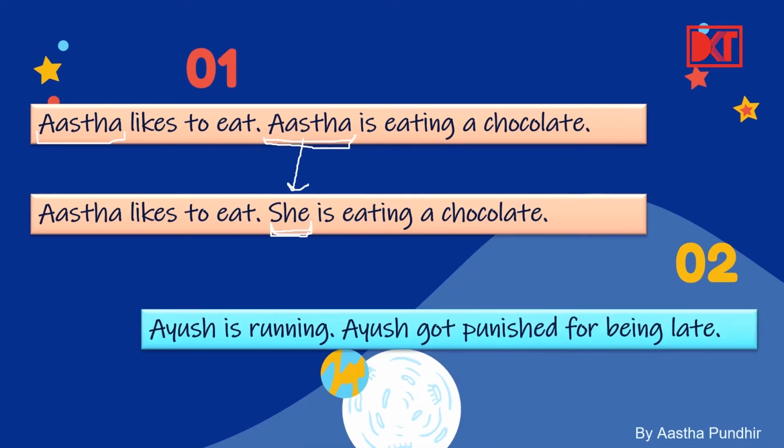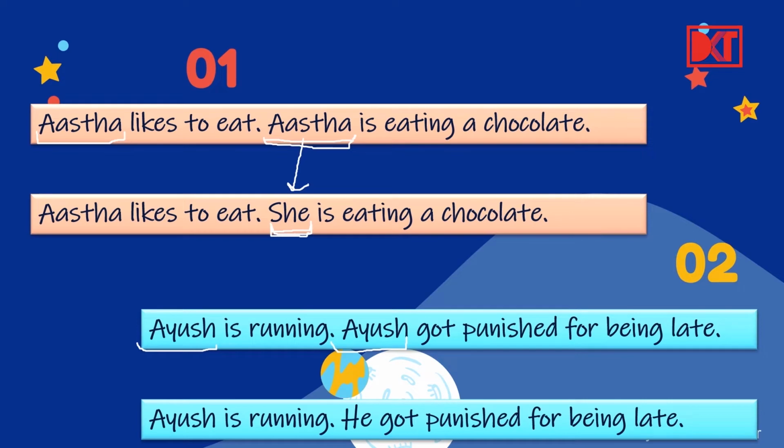Next, Ayush is running. Ayush got punished for being late. What is the proper noun here? Ayush. It is being repeated. So we'll just write instead, Ayush is running. He got punished for being late. So now again we have replaced the proper noun with a pronoun. This is the basic definition of pronouns where we replace a noun or a noun phrase with a pronoun and avoid being repetitive.